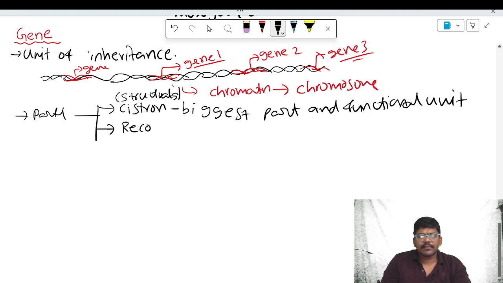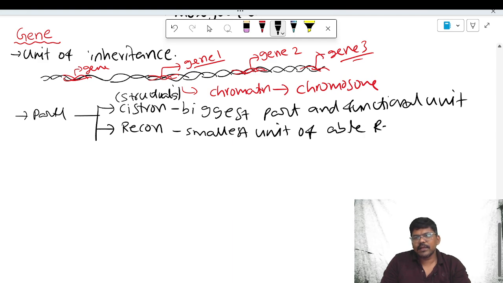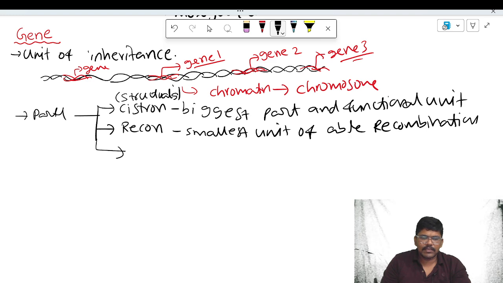The second one is the recon. The recon is the smallest unit of the gene. It is involved in recombination. Recombination is nothing but the exchange of DNA between two homologous chromosomes. The recon is the smallest part of the gene which is able to be involved in recombination. Hence, you can say it is the recombination unit.